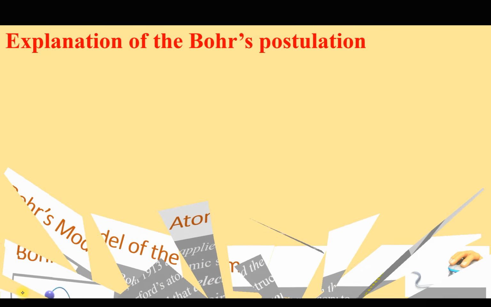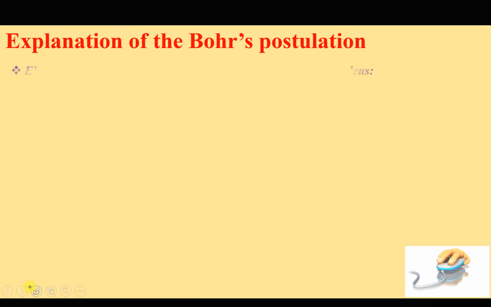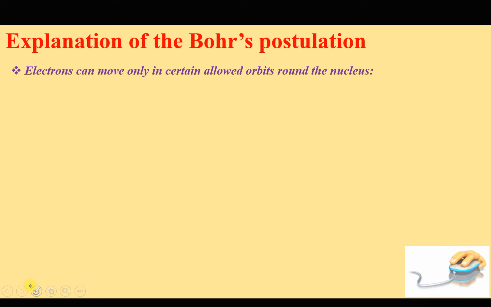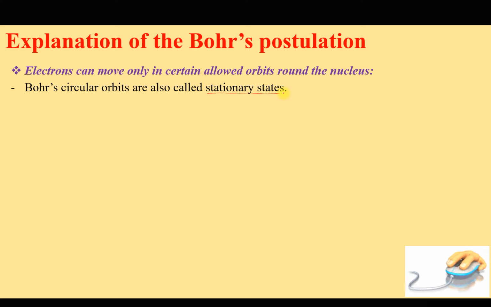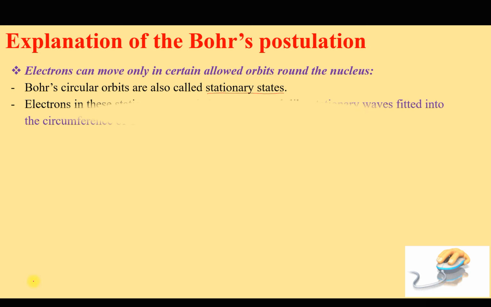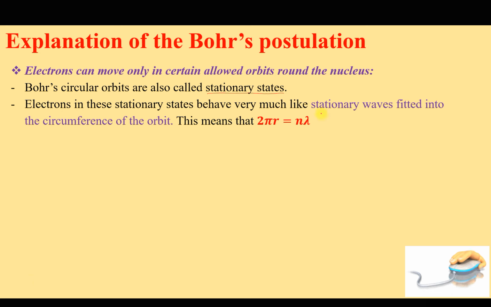Okay, so to explain this in more detail, we are saying that electrons can move only in certain allowed orbits around the nucleus. These are circular orbits, and we have already called them stationary states. When in these states, electrons do not give out energy. So electrons in these states behave very much like stationary waves. If you remember stationary waves, think of a stationary wave which is fitted into the circumference of the orbit. That means the circumference is 2πr.